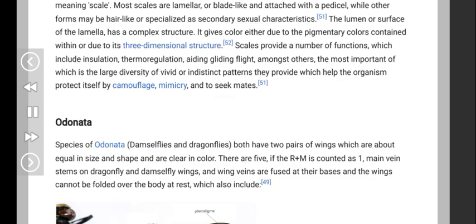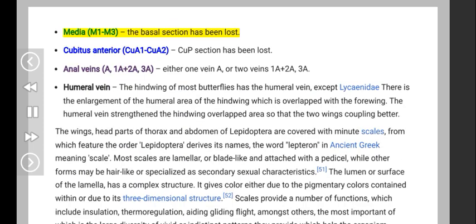Media M1 to M3, the basal section has been lost. Cubitus anterior CUA1, CUA2, the cubitus posterior section has been lost. Anal veins A: 1A plus 2A, 3A, either one vein A, or two veins 1A plus 2A, 3A.